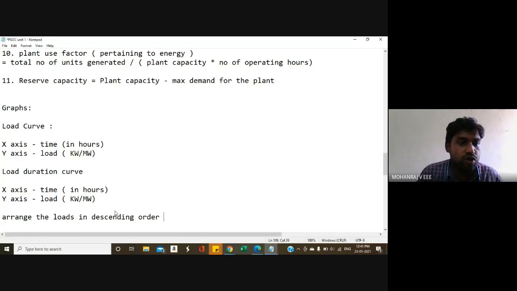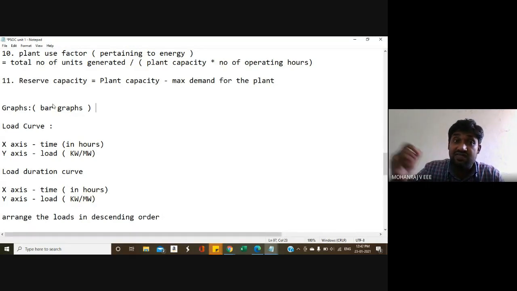Okay, so that is about your load curve and load duration curve. Both graphs are most probably represented with the help of bar graphs. Hope you know what a bar graph is.